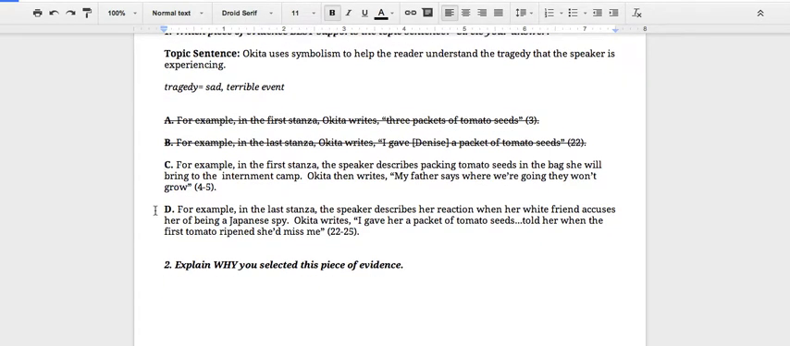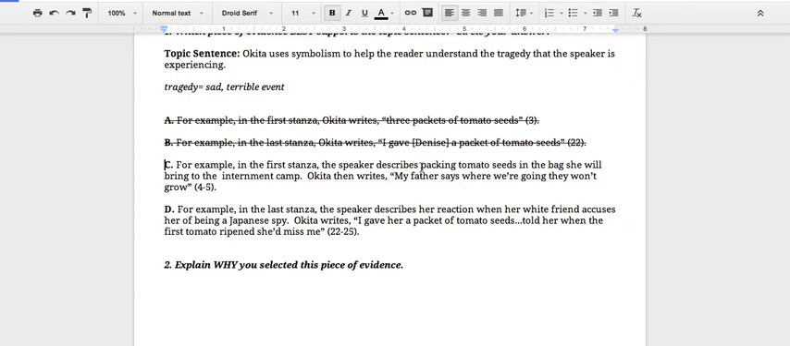C. For example, in the first stanza, the speaker describes packing tomato seeds in the bag she will bring to the internment camp. Okita then writes, "my father says where we're going, they won't grow." Okay, we're getting somewhere here. We have context, so now we know that the tomato seeds are coming to an internment camp, a place where she and her family are being held against their will. They don't want to have to go, but the U.S. government is requiring them to go because the government thinks they might be spies. And of course, they are not spies. So the fact that this girl is being forced to go here is starting to give me a hint that something bad is happening, that a tragedy is happening.